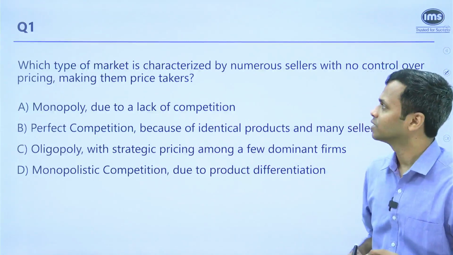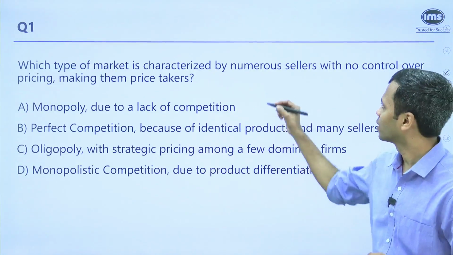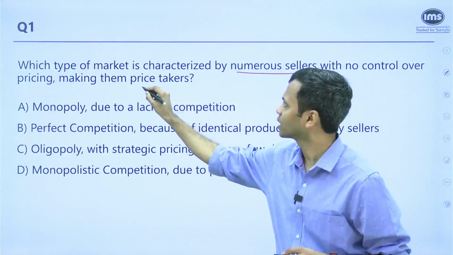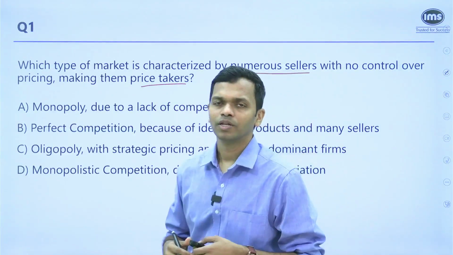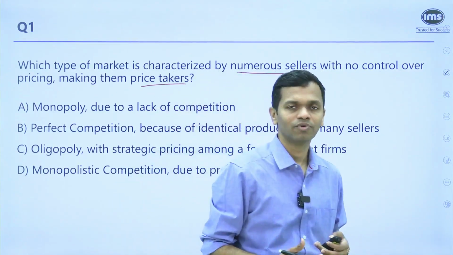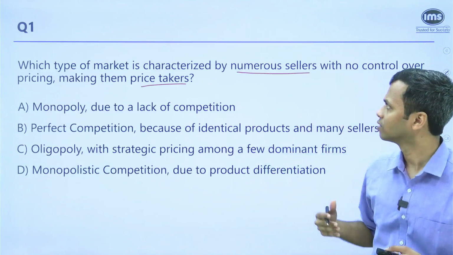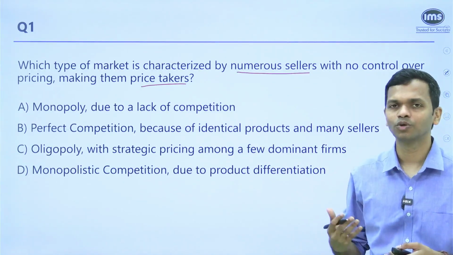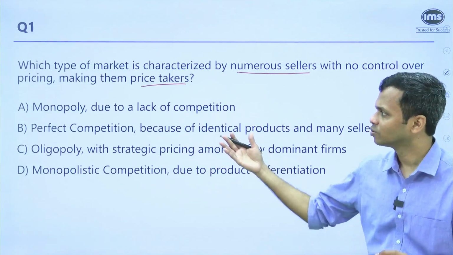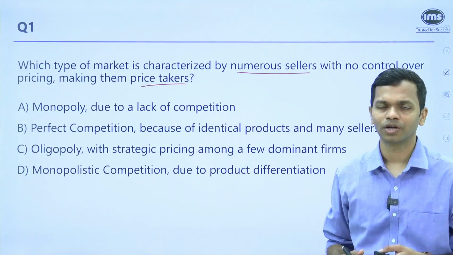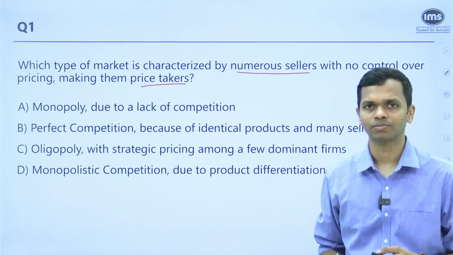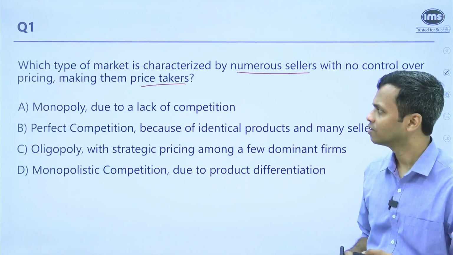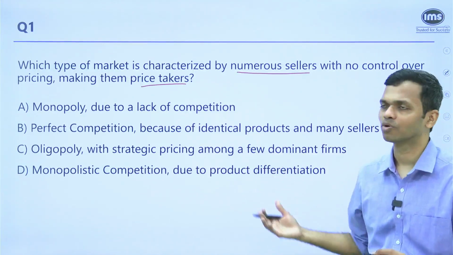Now the question says, which type of market is characterized by numerous sellers with no control over pricing, making them price takers? Whenever you have a question like this, where you are asked to find, let's say there are multiple sellers, the word numerous should give you some hint, because you may not be an economics student, you may not have read economic concepts in the past, or you have not done BMS, BBA, things like that. Even in that case, you should be aware of some of these terms.